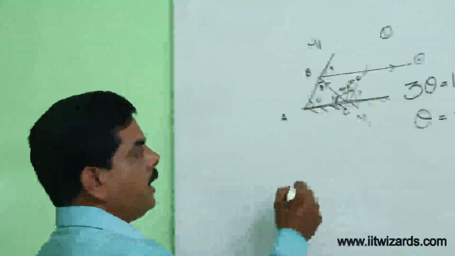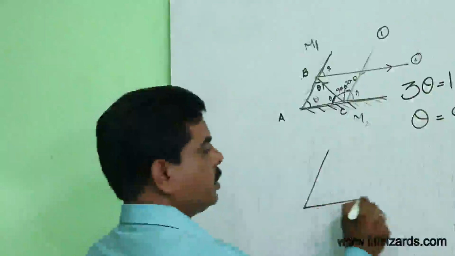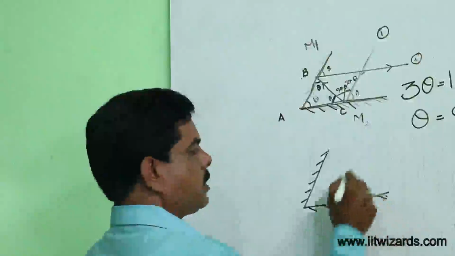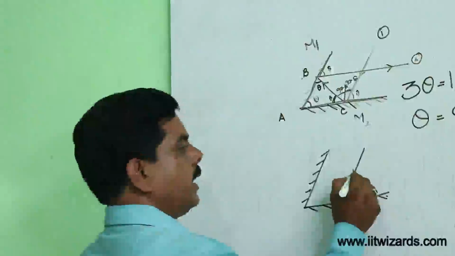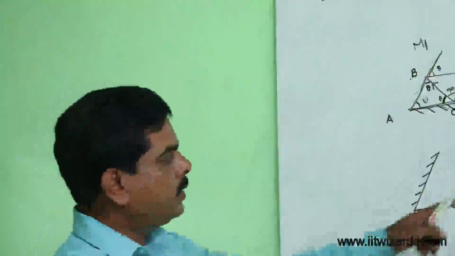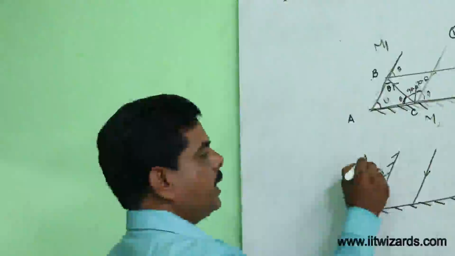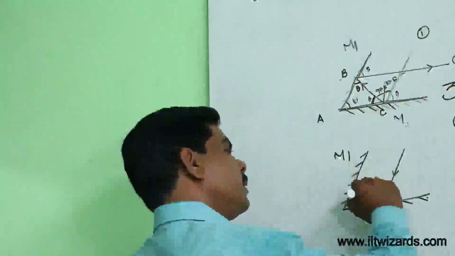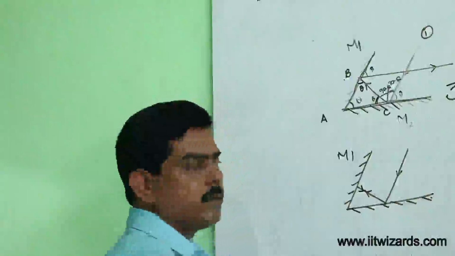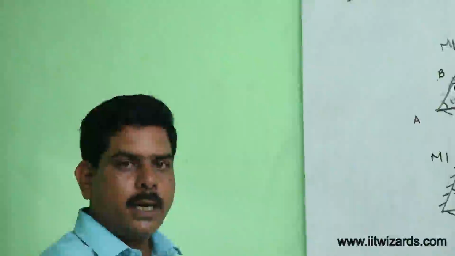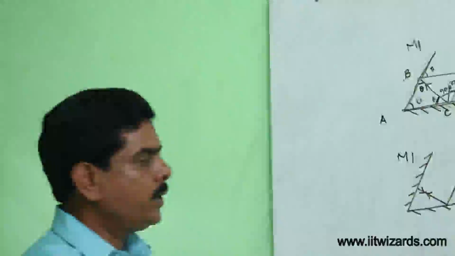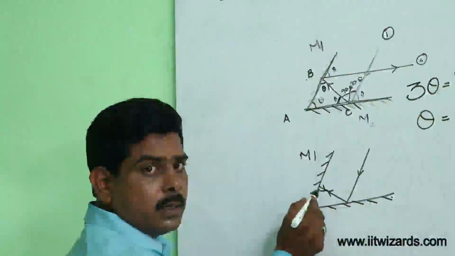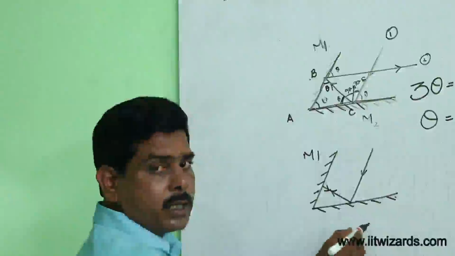Clear? Let's look at a similar situation, but we will slightly change the conditions. Say I have an incident ray like this. Again, this ray is parallel to the first mirror M1. After reflection from the second mirror, say it has been reflected in the same direction. That means after reflection, the ray is undergoing a return in its path.